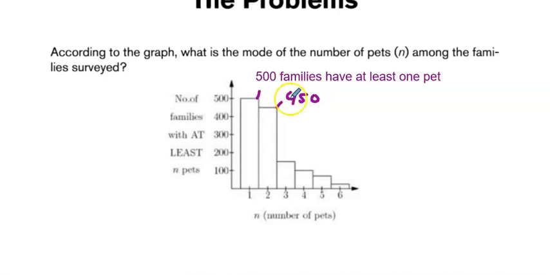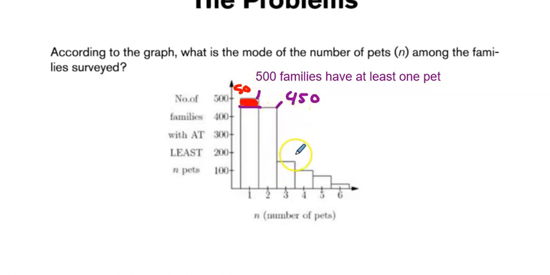Well, there's some overlap here. 450 of these people were counted twice. They were also in this group. Because these 450 people who have at least 2 pets also had at least 1 pet, we can actually figure out a pretty good estimate of the number of families who have exactly 1 pet. And that would be this difference right here, about 50. So about 50 families surveyed have exactly 1 pet.